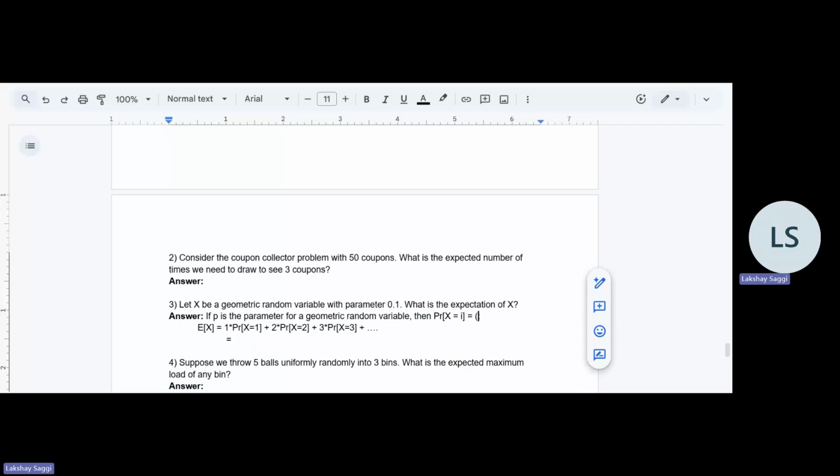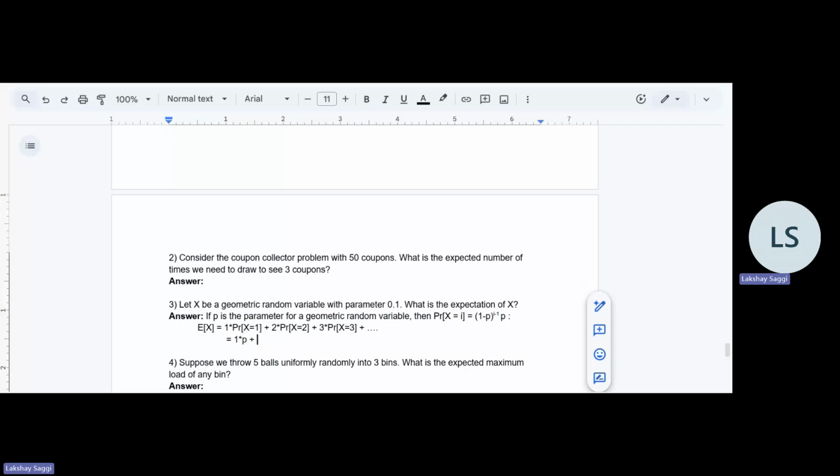So for the first i minus 1 trials you obtain tails, which is with probability (1 minus p) raised to the power i minus 1. And then with probability p, on the i-th trial, you obtain heads. So this is the probability that X equals i. For i equal to 1, it is (1 minus p) raised to the power 0 times p.